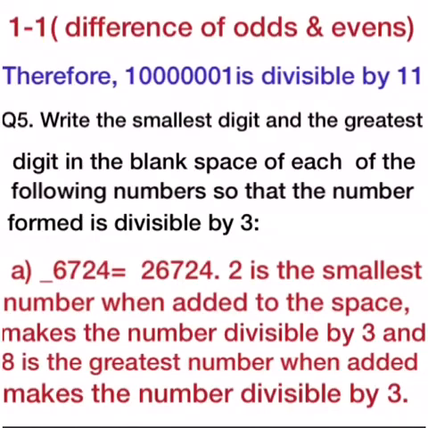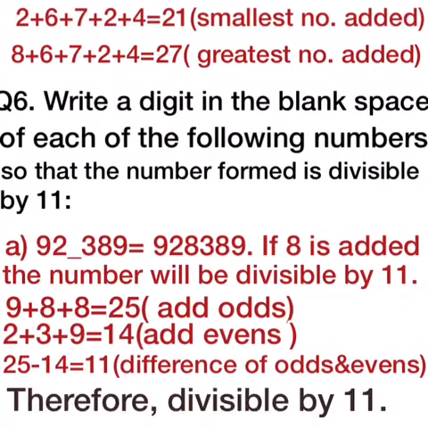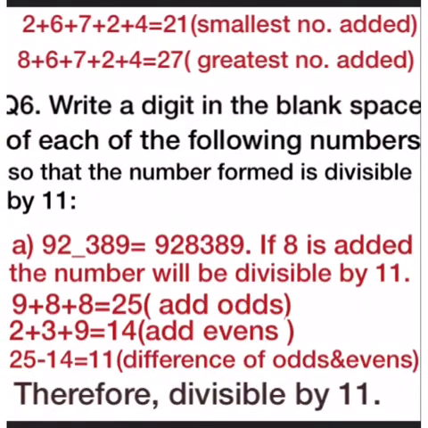Now the next question is, write the smallest digit and the greatest digit in the blank space of each of the following numbers so that the number formed is divisible by 3. So the first one is dash 6724. Children, if we add 2, the smallest digit, in the space, the number formed will be divisible by 3. And when we add 8, the greatest digit, then also the number formed will be divisible by 3. You can see here that the digit sums are 21 and 27, which are divisible by 3.